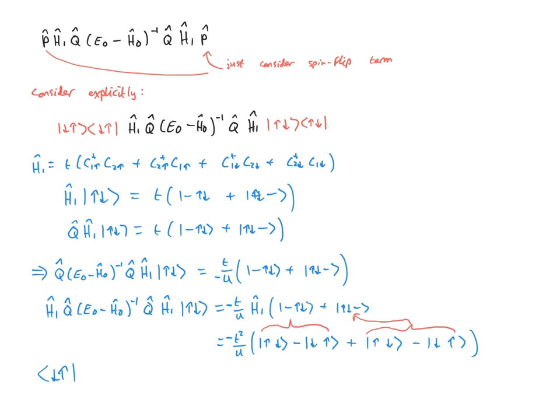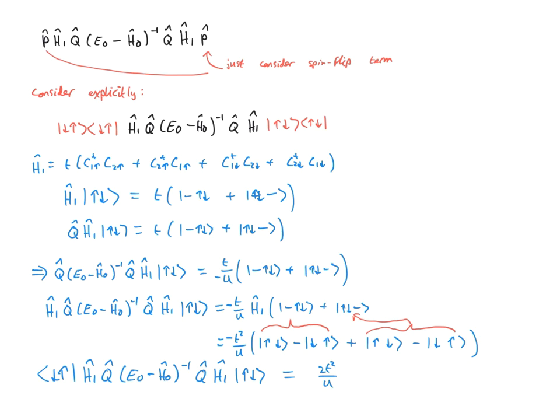the down-up, H1, Q, E0 minus H0 inverse, Q, H1 of the up-down, that is a particular matrix element. All of this stuff is a matrix element. It's just a number in the end, and we've actually calculated what number it is. And we get 2t squared over U.